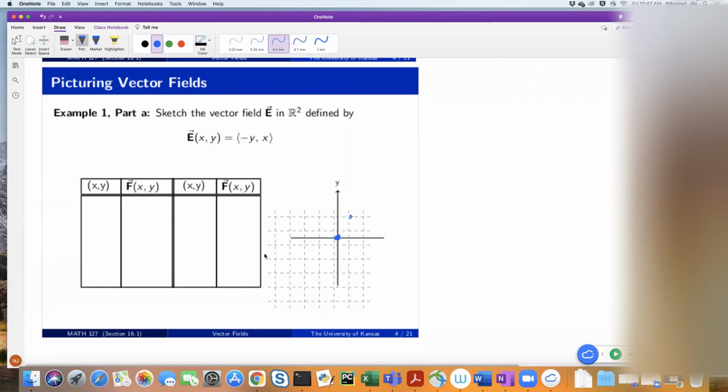Vector fields are assigning vectors to points in the space. You compute, so it would give you a vector, and then we pick the point to test. So here's the thing. This formula gives you a vector for every point in the space.